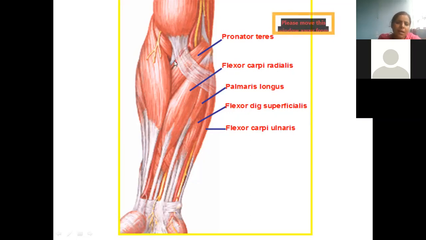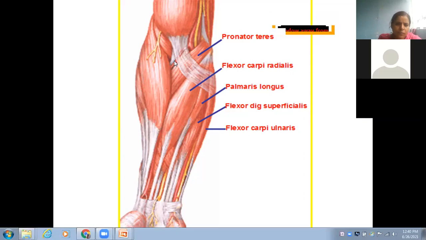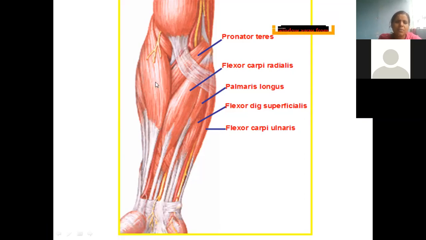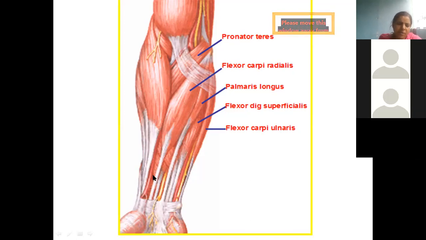So the radial artery you can see here is running just below the brachioradialis, and then it is seen in front of the forearm, 3 to 4 centimeters above the wrist joint. So this is the flexor retinaculum, and this radial artery goes deep to the flexor retinaculum to enter into the palm. In the palm it takes part in the formation of the superficial and deep palmar arches.